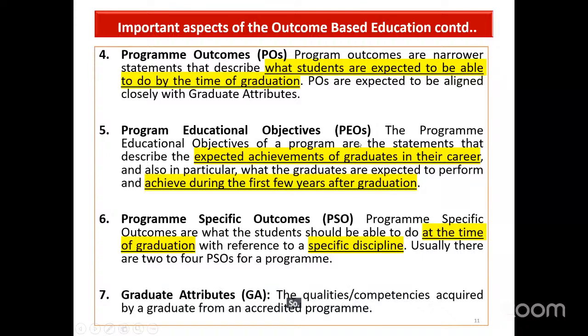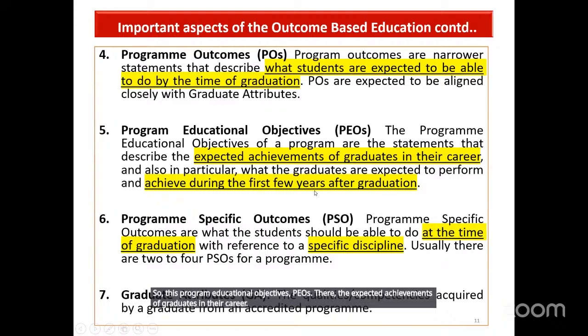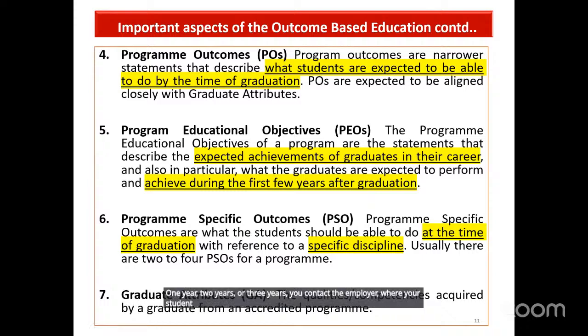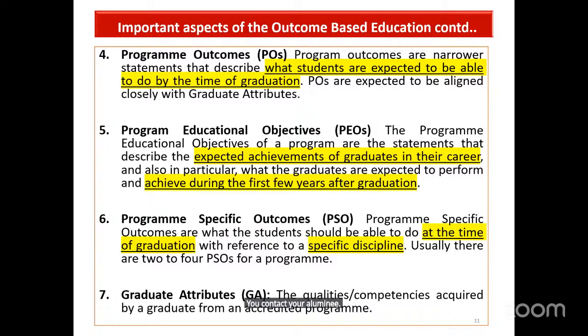These program educational objectives, PEOs, are the expected achievements of graduates in their career. This should be assessed in the first few years after graduation, say 1 year, 2 years, or 3 years. You contact the employer where your student is working. You contact your alumni. Then measure, then assess. That gives you the outcome. That is program educational objective.